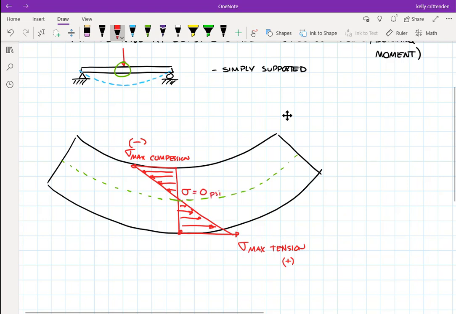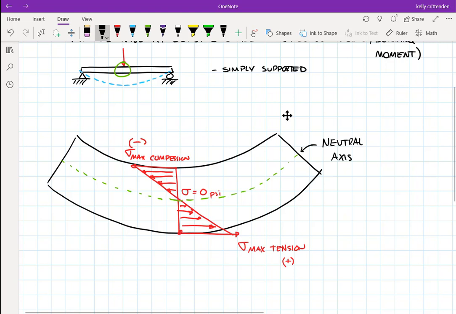And so that point is interesting. We actually call that dotted line the neutral axis. Neutral because there's not positive or negative stress there. So that's an important part of the beam because it's the transition between the compressive stresses on one side of it and the tensile stresses on the other side.